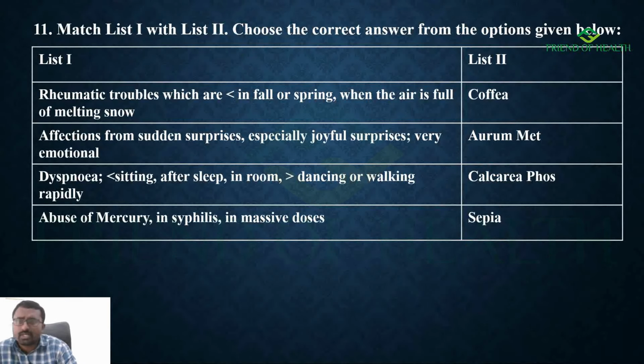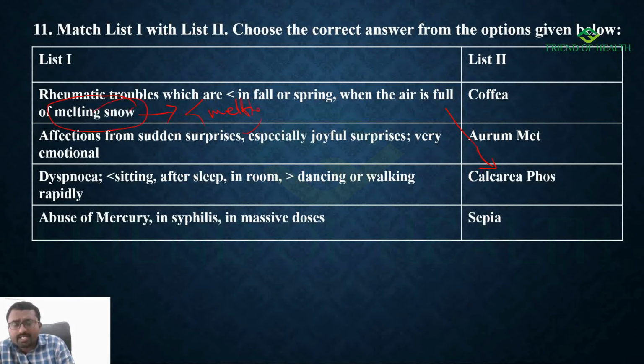So the 11th question: rheumatic troubles which are aggravated in fall or spring when the air is full of melting snow. According to the answer key, the closest answer is Calcarea fluorica. But in keynotes, rheumatism is better in spring, still you have to go for this answer because melting snow aggravation is Calcarea fluorica. That itself can be a single question. They can ask a direct question: worse in melting snow, Calcarea fluorica.